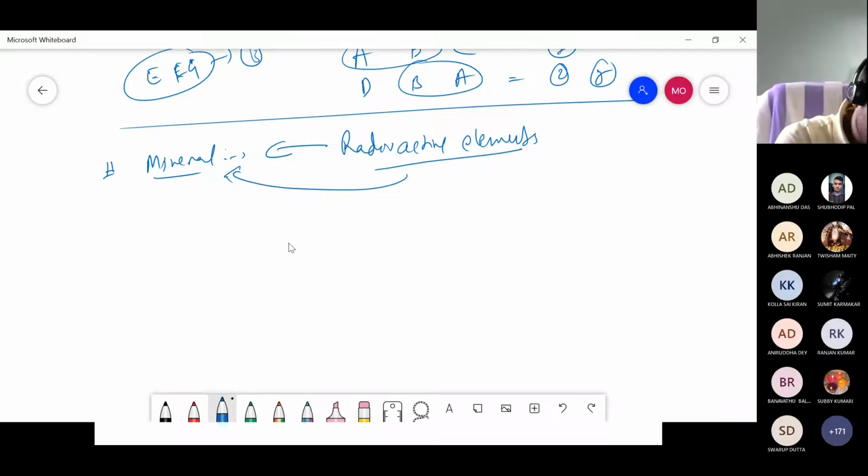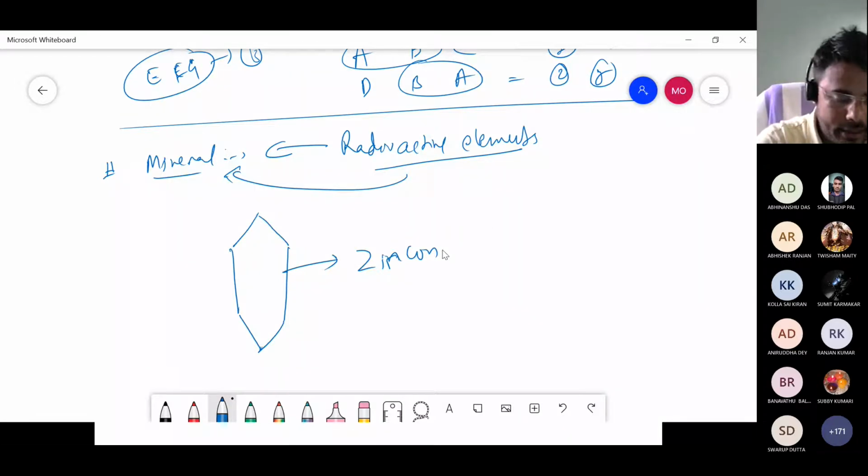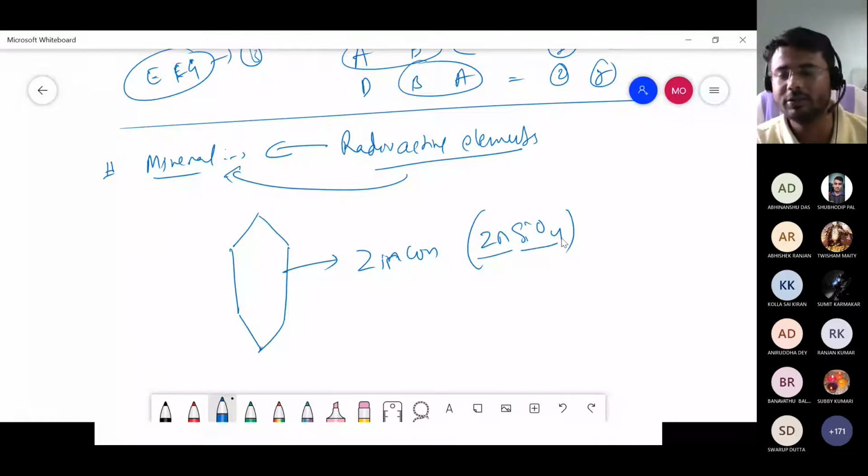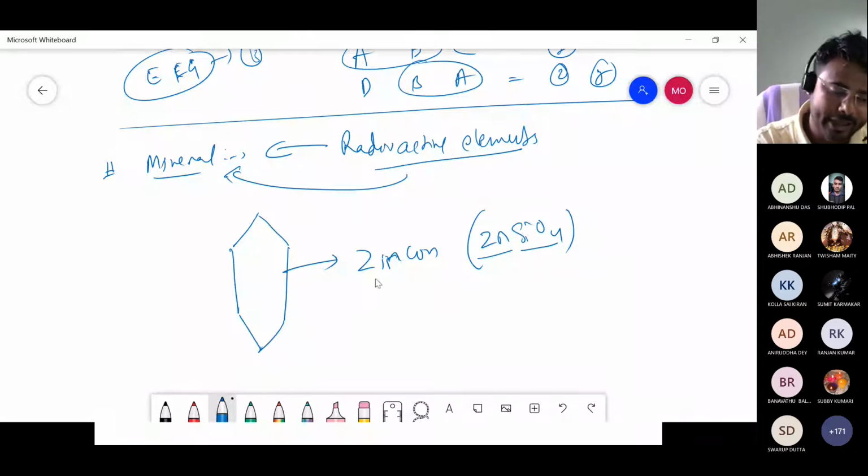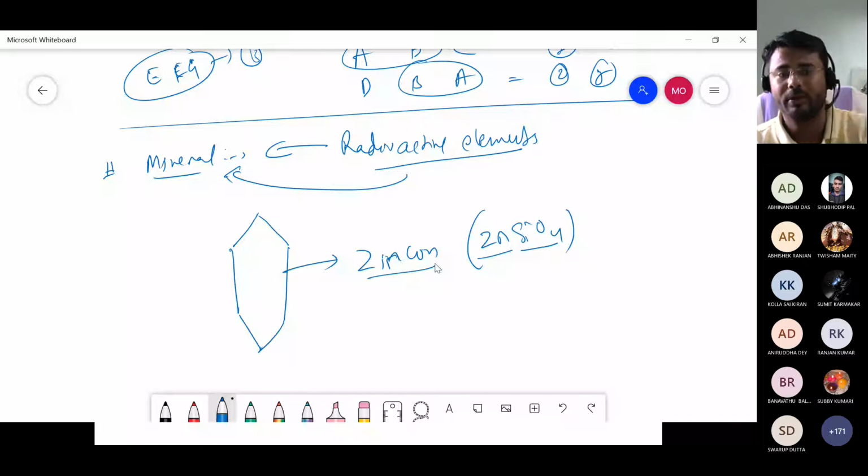Say for example, you have a mineral. This mineral's name is zircon. This is basically ZrSiO4. It is composed of zirconium, silicon and oxygen. It is basically a zirconium silicate. This mineral has a capacity to trap radioactive elements within its structure.